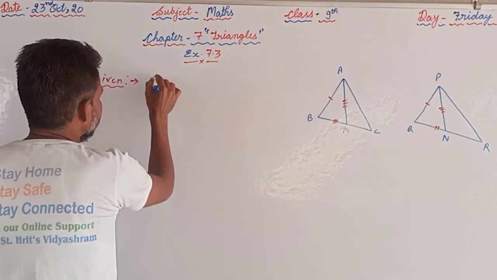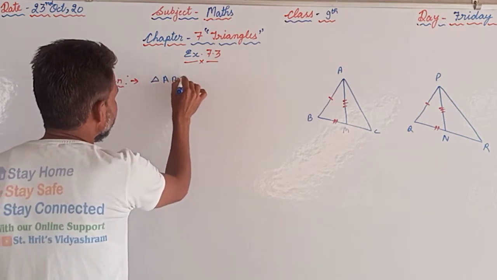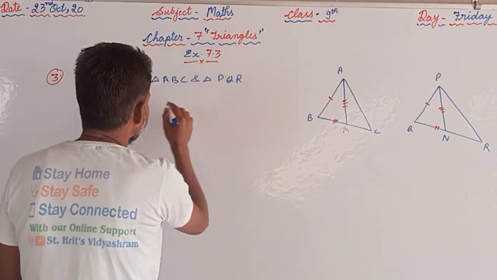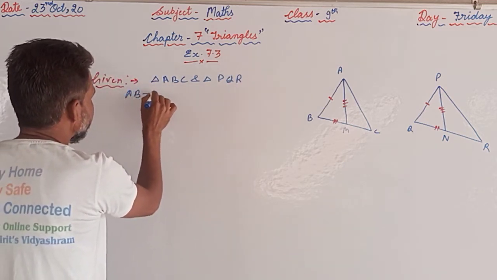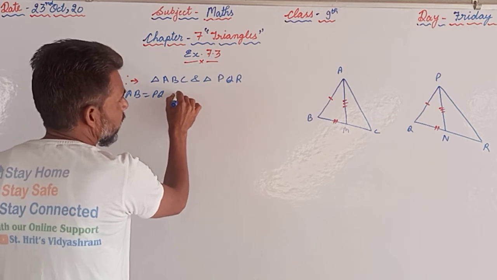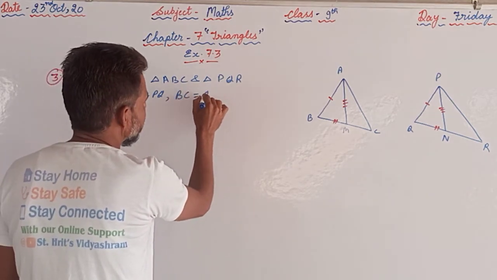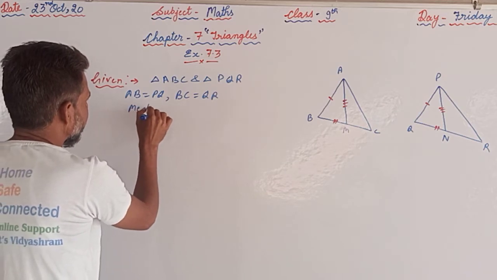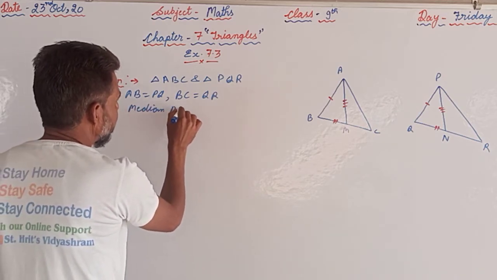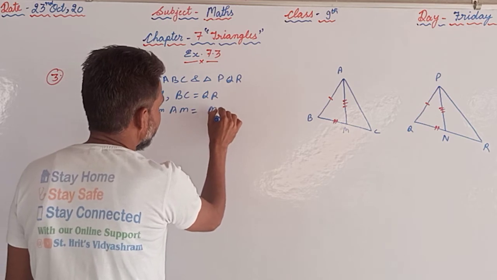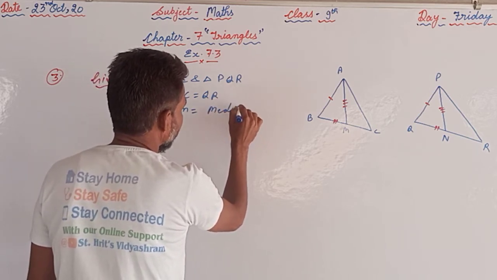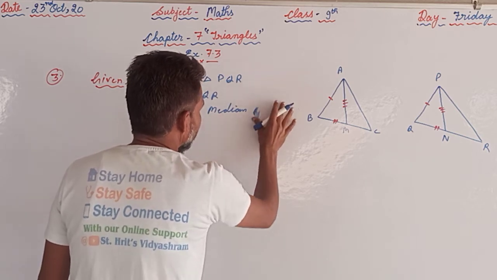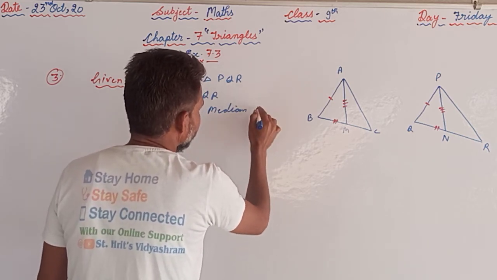So first of all we will write what is given. Given is triangle ABC and triangle PQR such that AB is equal to PQ and BC is equal to QR, and median AM is equal to median PN.